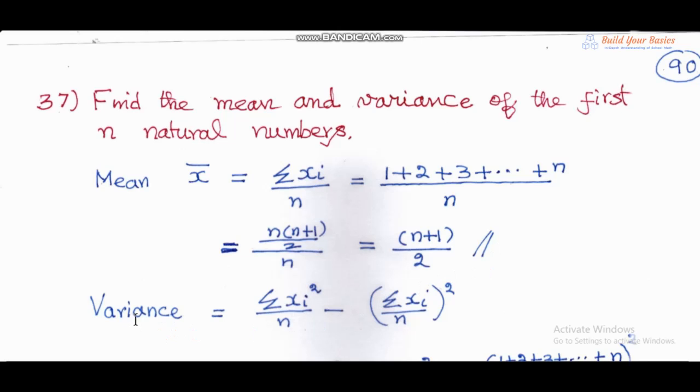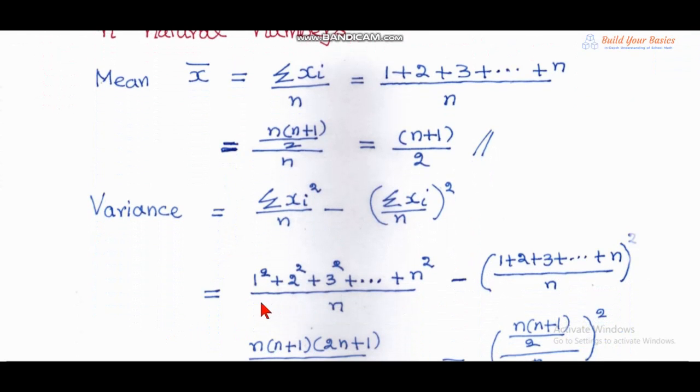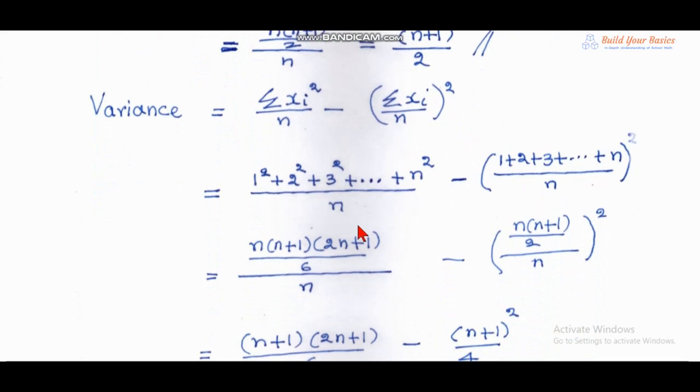Then variance, sigma xi squared by n minus sigma xi by n whole square. That's equal to sigma xi squared, which is 1 square plus 2 square plus 3 square plus dot dot dot plus n squared, whole divided by n, minus sigma xi, 1 plus 2 plus 3 plus dot dot dot plus n, whole divided by n whole square. That is sum of the squares of the first n natural numbers, n into n plus 1, 2n plus 1 by 6, whole divided by n, minus sum of the first n natural numbers, n into n plus 1 by 2, whole divided by n, the whole square.